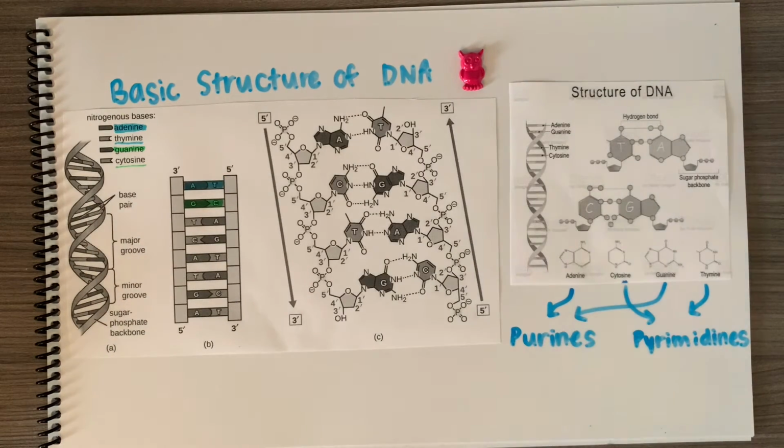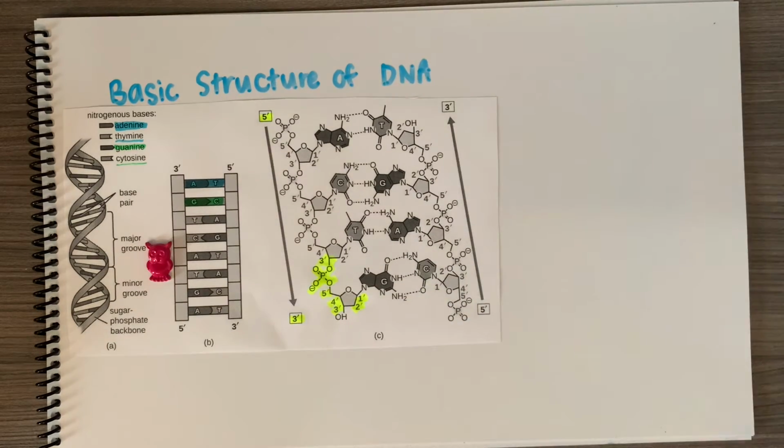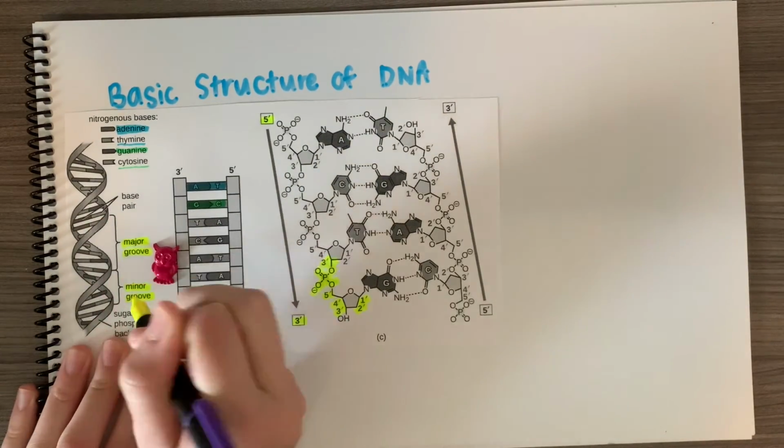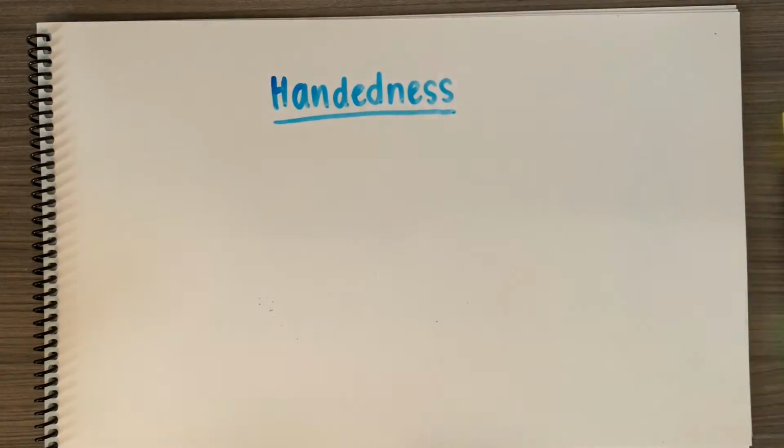The stacking of these bases, along with the arrangement of the sugar-phosphate backbone, make up the basic structure of DNA. The major groove of DNA occurs where the backbones are far apart, and the minor groove occurs where they are close together. Now let's look at handedness of DNA molecules.